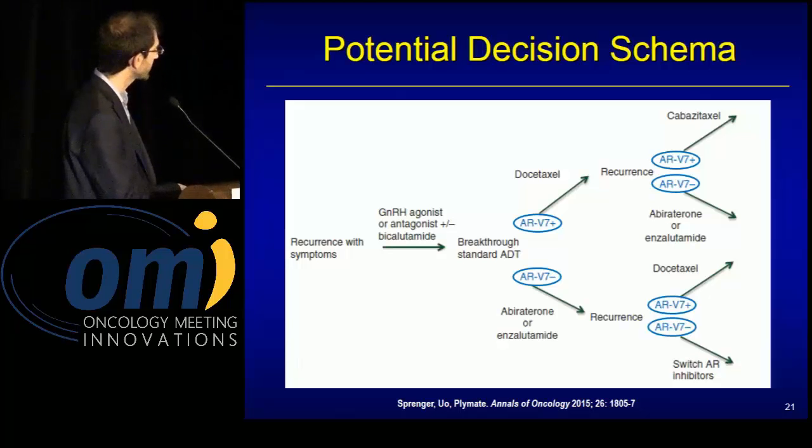So when a patient becomes castration resistant, Dr. Plymate suggested doing an AR-V7 test. If the AR-V7 status was negative, he thought that an AR-directed therapy would be a reasonable first choice.